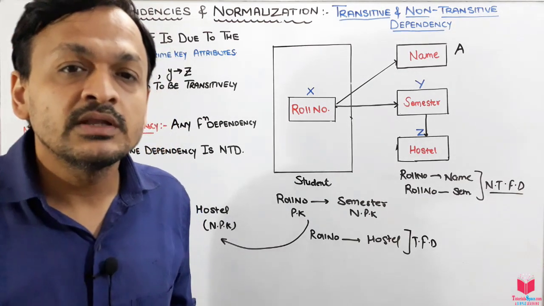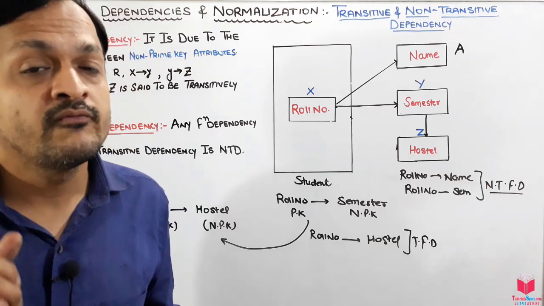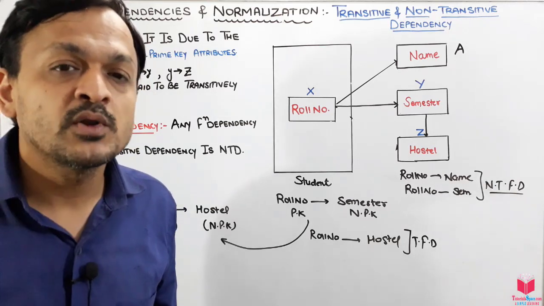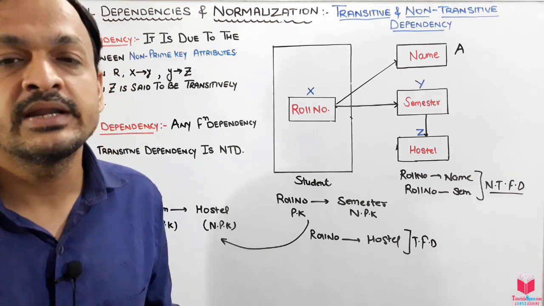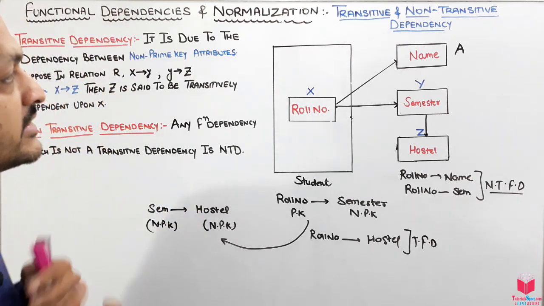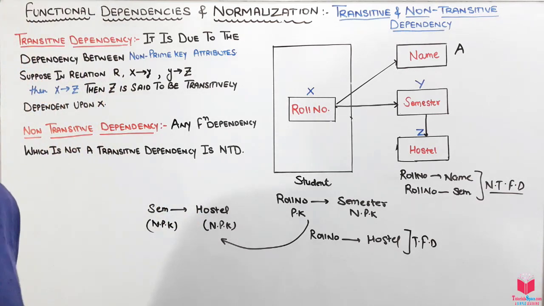In the next session, we will do the second normal form, which uses the concept of fully functional dependency. So please revise that concept. Then we will do the second normal form, 2NF.